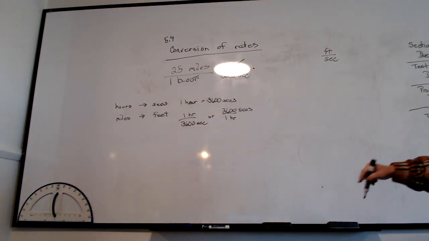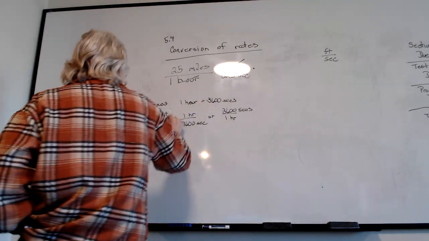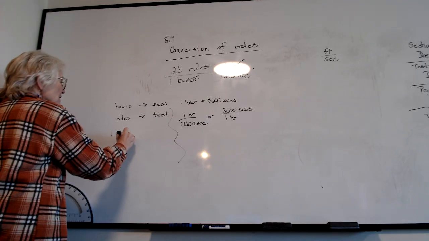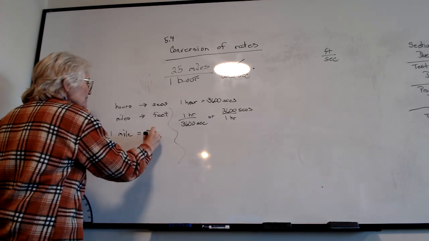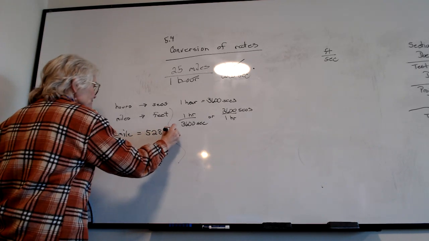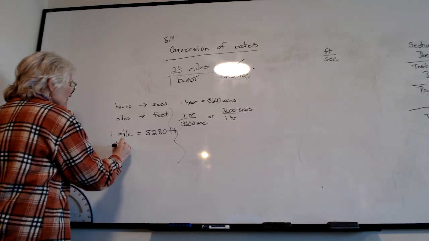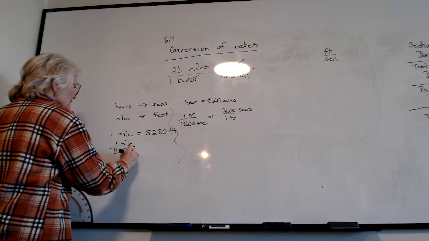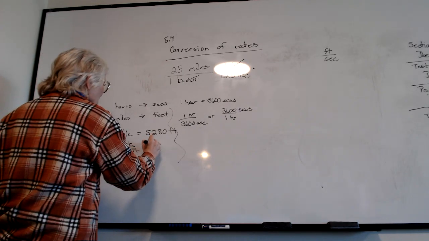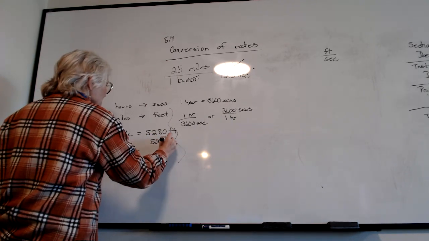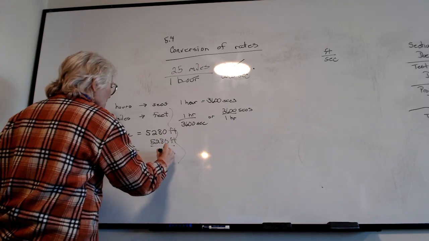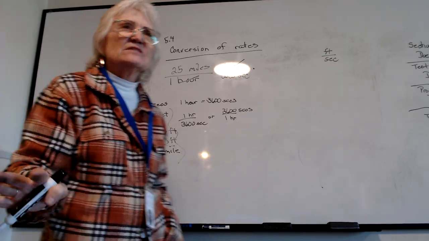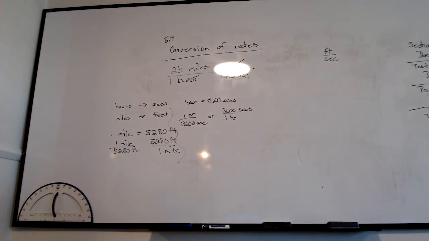Now I have to do miles and feet, and I gave you one. 1 mile equals 5,280 feet, which could be written as 1 mile over 5,280 feet, or 5,280 feet is 1 mile. These are the same because they're essentially one. They are equal to each other.